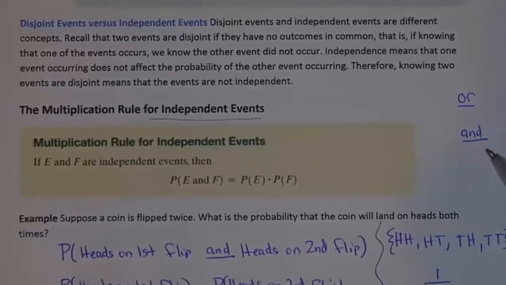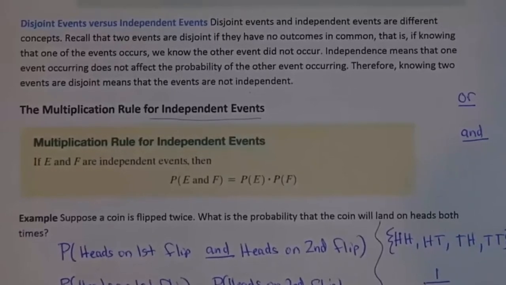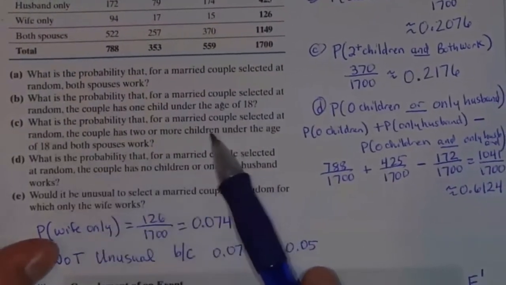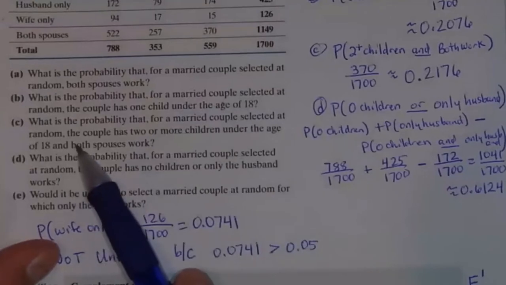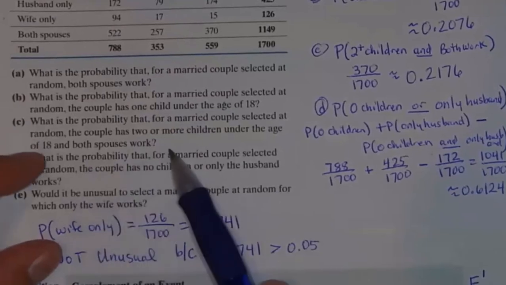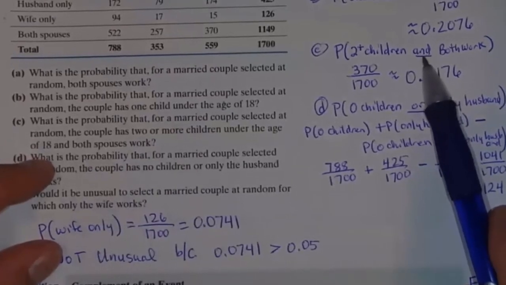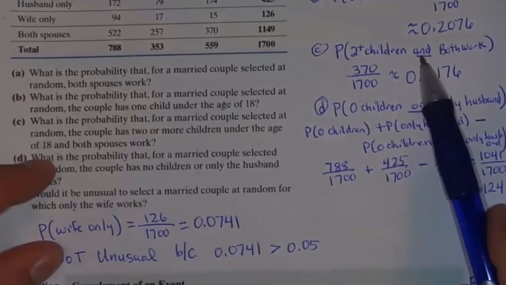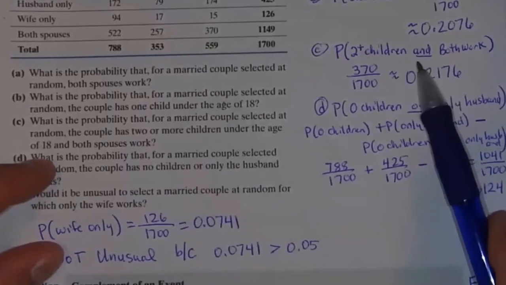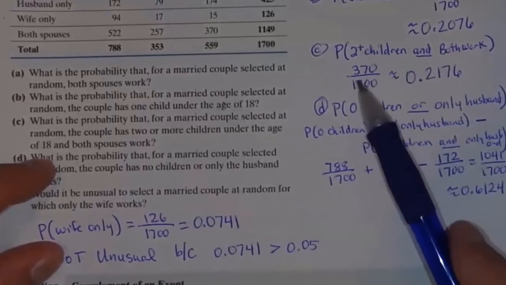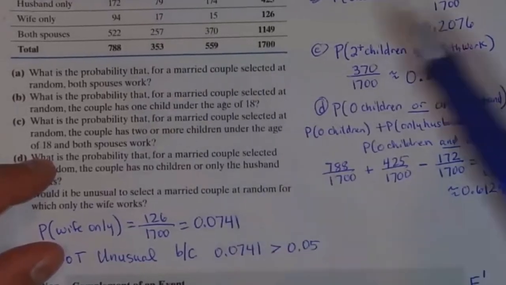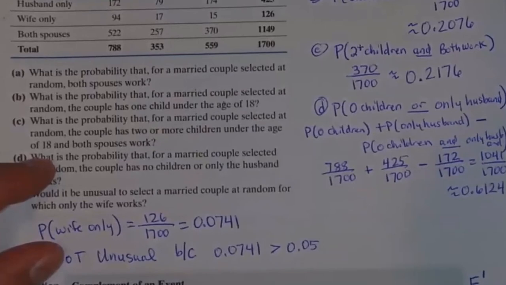The exception on the and would be like the problem that we had right here. What's the probability that for a married couple selected at random, the couple has 2 or more children under the age of 18 and both spouses work? That was an and question, right? But there was only a single action. So we were only randomly selecting 1 couple, and it's an and question. So in that case, we don't have to multiply or anything. We just had to find that there were 370 couples that fit that characteristic out of the 1,700.